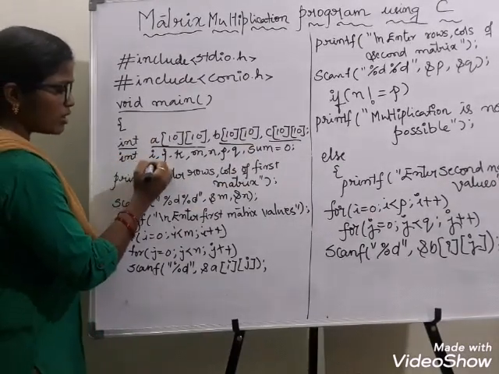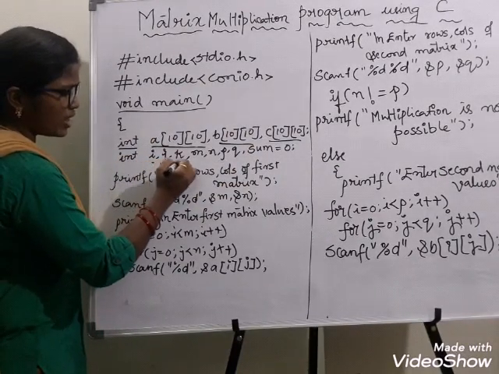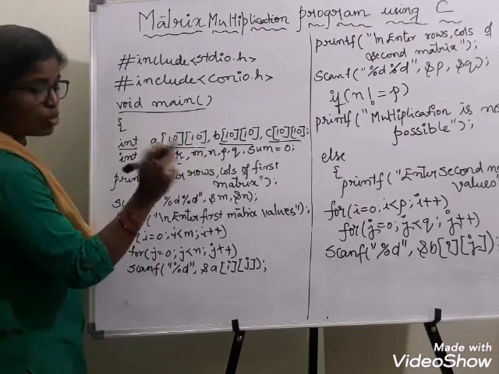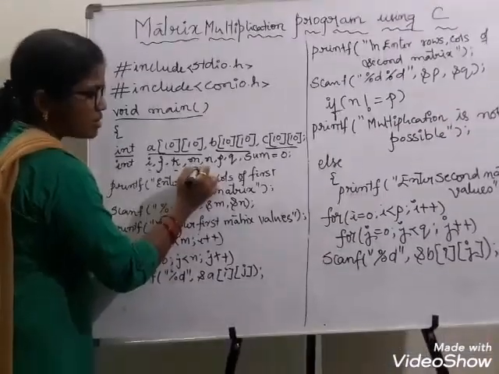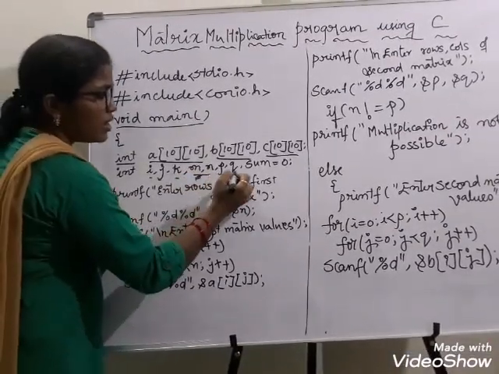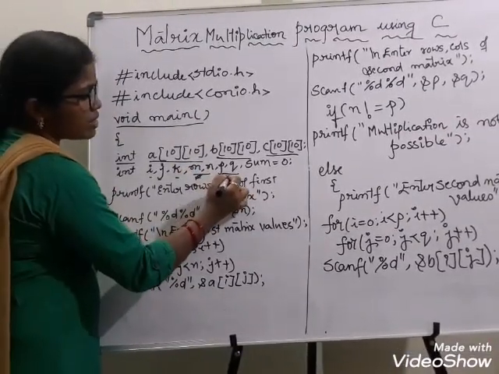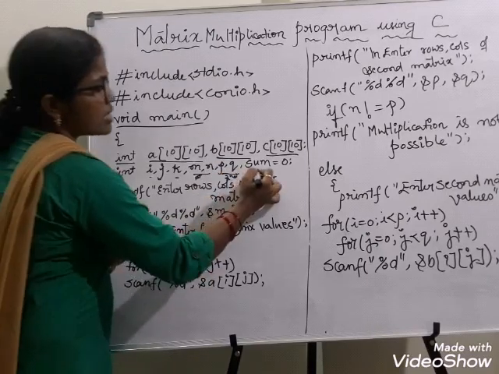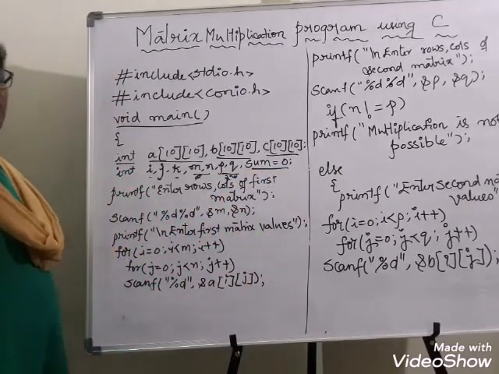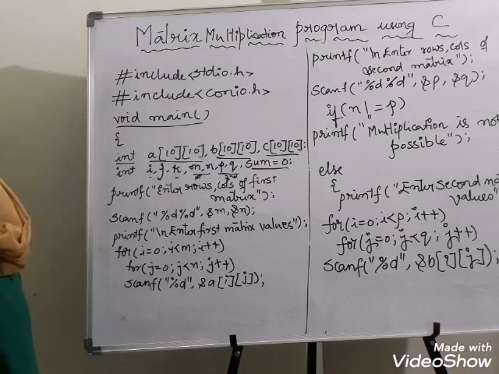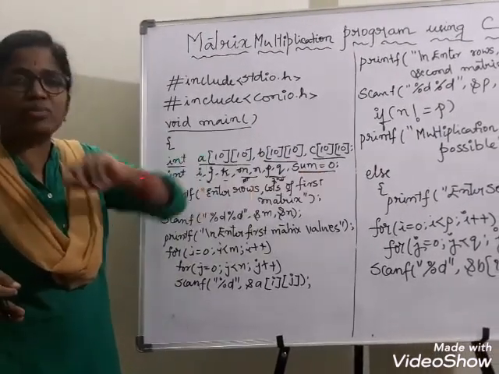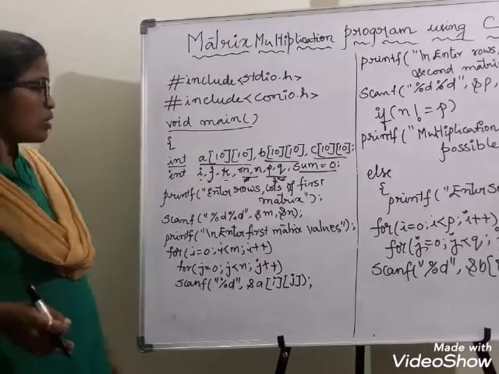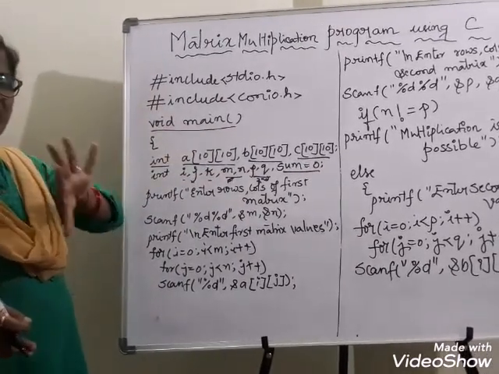I have taken some variables i, j and k. All the three are loop variables. m and n for the first matrix rows and columns, p and q for the second matrix. And sum equals 0, because we will perform the sum at the multiplication time. For that reason I have initialized my sum to 0. So these are the variables I have declared.